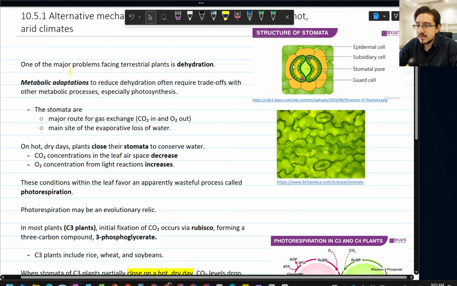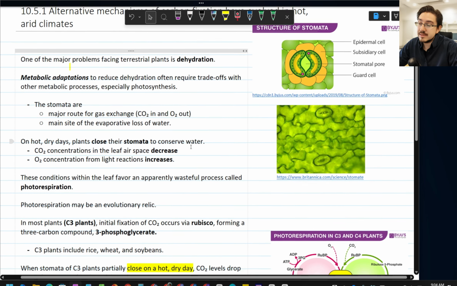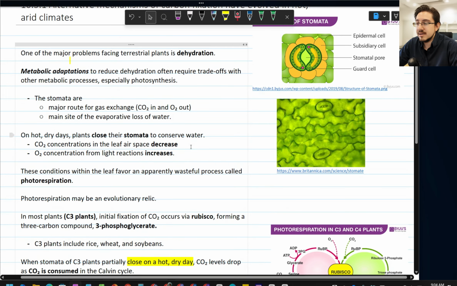This is the central structure of a stomata. You have guard cells that swell or become flaccid, and depending on their amount of water, they close or open the stomatal pore. This is a diagram showing a stomata, and this is how it looks under a light microscope on a leaf. At the same time as gas exchange, they're also the main site of evaporative loss of water.